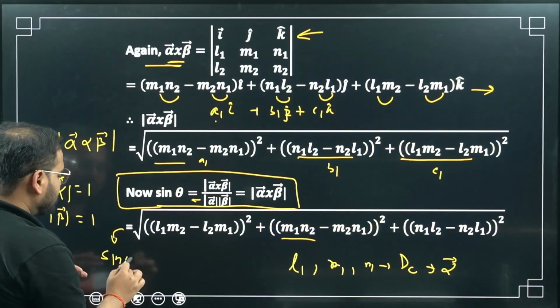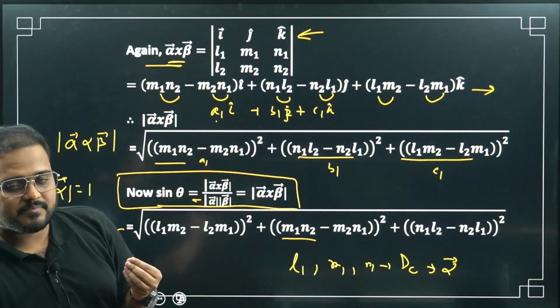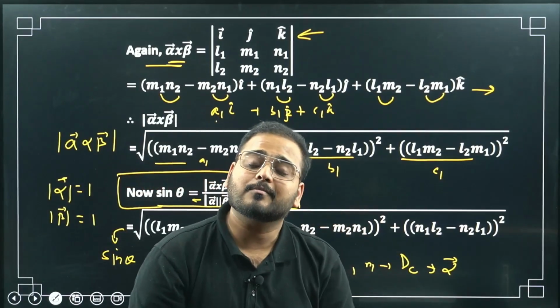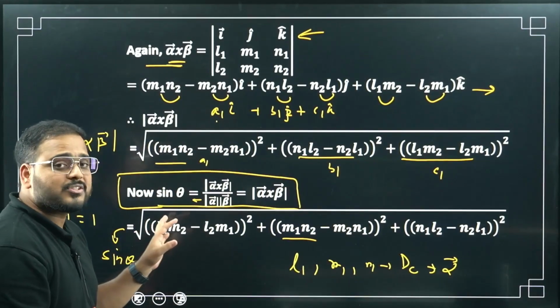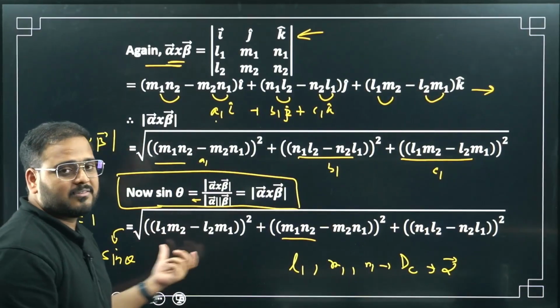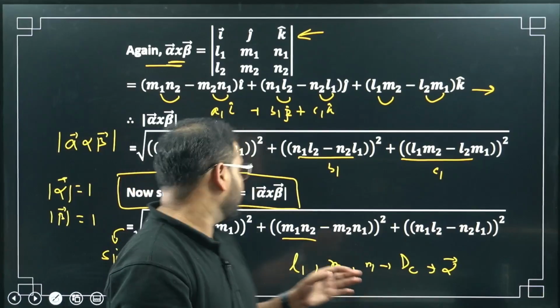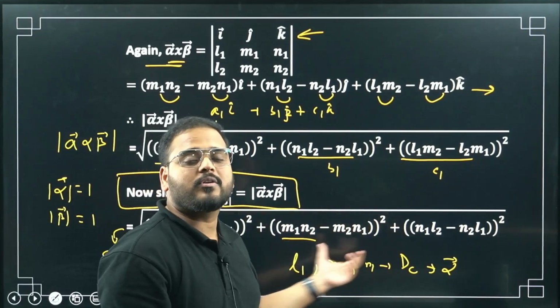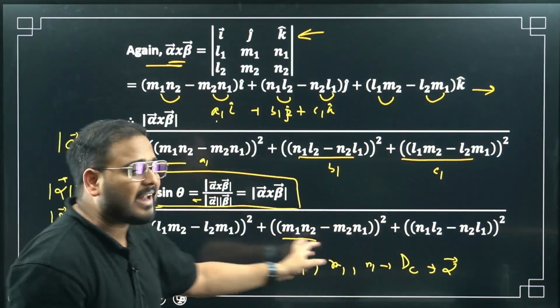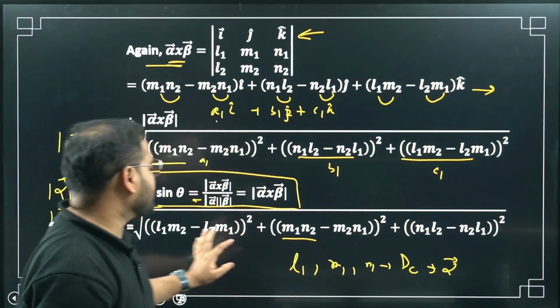sine theta. So the angle between the two vectors, from the result of the cross product, will be given by the sine inverse of the square root of the sum of squares, L1 M2 minus L2 M1 the whole square, and so on, with respect to the direction cosines. I will not ask you to remember this.